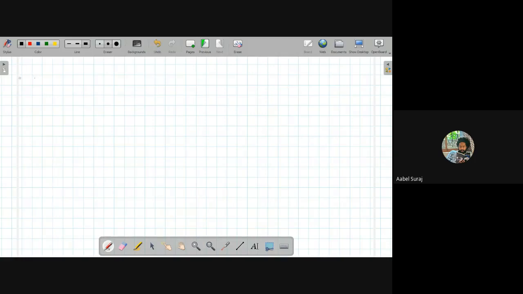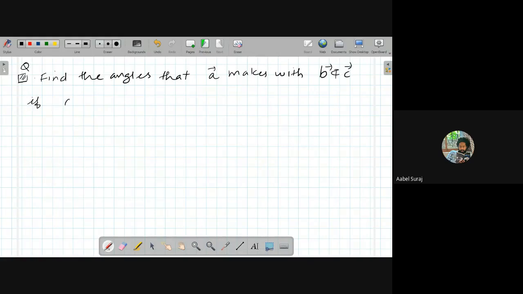So I hope you have got the question. Otherwise, let me write this question. Find the angles that A makes with B and C, if we are given that A cross B cross C is equal to root 3 by 2 into C vector.